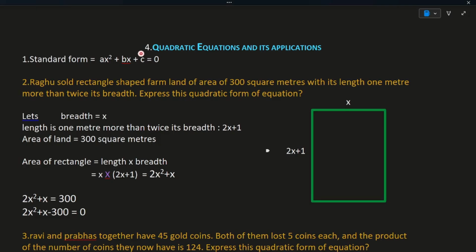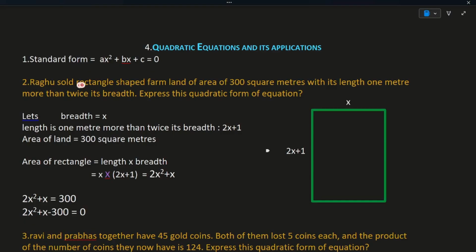Now coming to the quadratic equation and their applications. In polynomial class, we have already discussed the quadratic polynomial. But in this class, we will discuss quadratic equations. The standard form of any quadratic equation is ax square plus bx plus c equal to 0. Here we will go through some practical applications which use the quadratic equation.